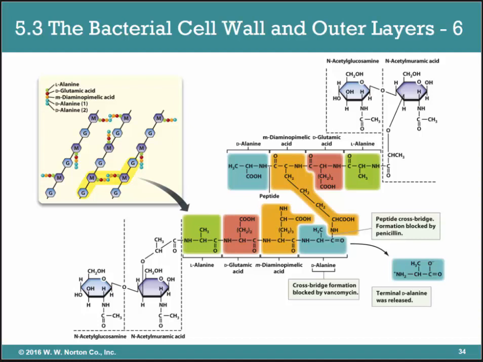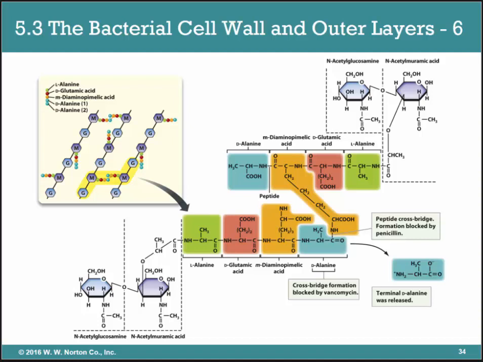Penicillin attacks and destroys the enzyme transpeptidase. This enzyme creates the formation of the cross bridge between the glycan chains. Another antibiotic, vancomycin, blocks the formation of the cross bridge by binding to one of the amino acids, locking it up so it cannot bind. Both of these interferences lead to the destruction of the bacterial cell.